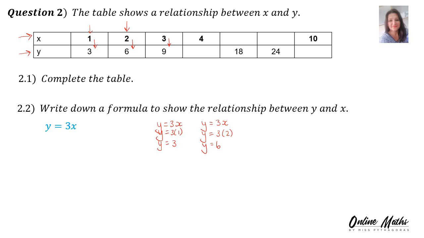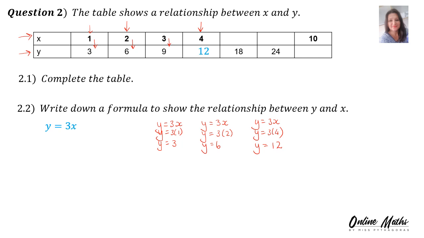Now, let's go to the table. The next input value is 4. So what we have to do is into the little formula, in x's place, we substitute 4. And then 3 times 4 is 12. So therefore, there at 4, the corresponding y value will be 12.